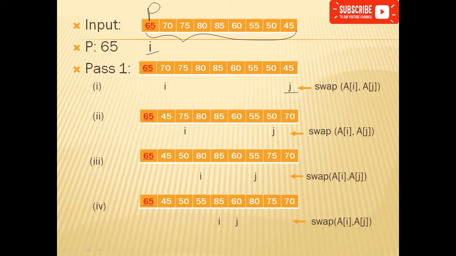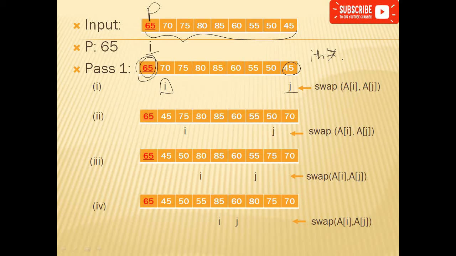So i will move from the pivot to find an element greater than the pivot element. Here 65 is the pivot. The next element is 70, which is greater than 65. So i will stop here, and from the right side j will find an element less than 65. Here 45 itself is less than the pivot element. So here I found it.